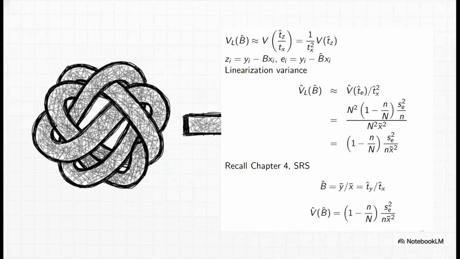If you're thinking back to Chapter 4 on simple random sampling right now, this formula should look incredibly familiar. By linearizing the estimator, we've essentially wrestled a complex, nonlinear ratio right back into a standard SRS framework, where we just evaluate the variance of the residuals.